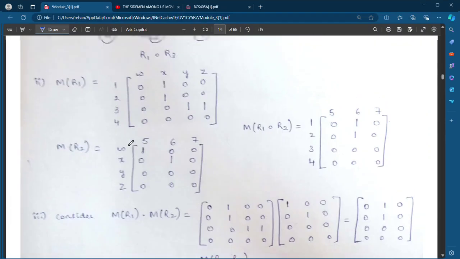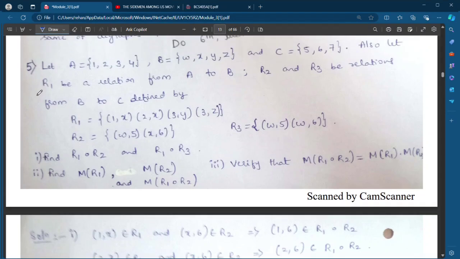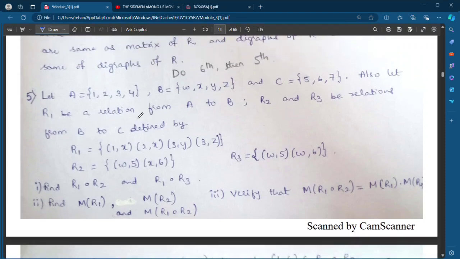See here, let me just explain this question once, because here they have asked for composition. Let A be the set 1, 2, 3, 4, B be the set W, X, Y, Z, and C be the set 5, 6, 7. Also, let R1 be a relation from A to B, and R2 and R3 be relations from B to C defined by, okay, R2 and R3 are relations from B to C. So these two relations are there. R1 is equal to 1 comma X, 2 comma X, 3 comma Z, 3 comma Y, 3 comma Z. Then another relation from B to C: W comma 5, X comma 6, and another W comma 5, W comma 6. Two relations from B to C.